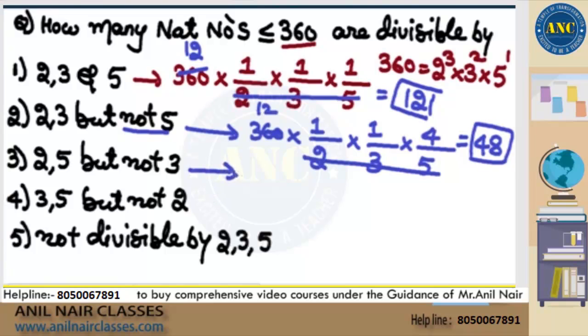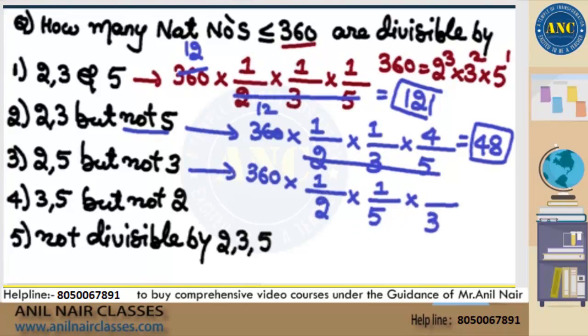2, 5 but not 3. Out of 360 numbers, for every 2 numbers, one number is divisible by 2. Out of every 5 numbers, one number is divisible by 5, but not 3. Not 3 means for every 3 numbers, one is divisible by 3, 2 are not divisible by 3. 10 5s are 30, 30 12s are 360, 12 2s are 24. This is another method.